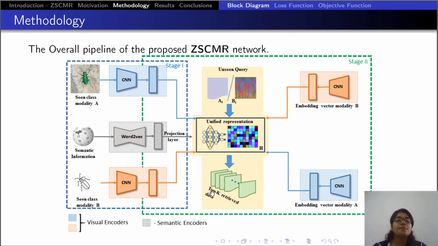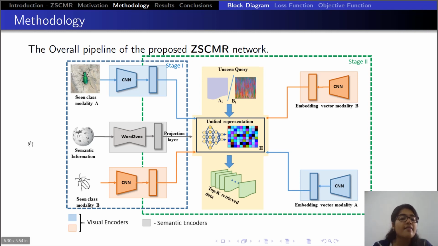So this is the overall pipeline of our proposed ZSCAMR network, which is the ZeroShot Cross-Modal Retrieval Network. We have two different input modalities. One is the image modality, which we call A, and the second is the sketch modality, which we call modality B.